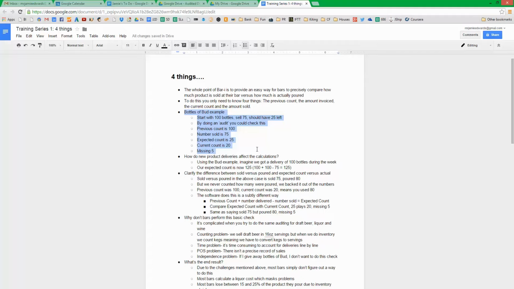Using bottles of Bud as an example, let's say you started with 100 bottles of delicious cold Budweiser beer, and then you sold 75. Obviously you should have 25 left. By doing a basic audit, you could check this.